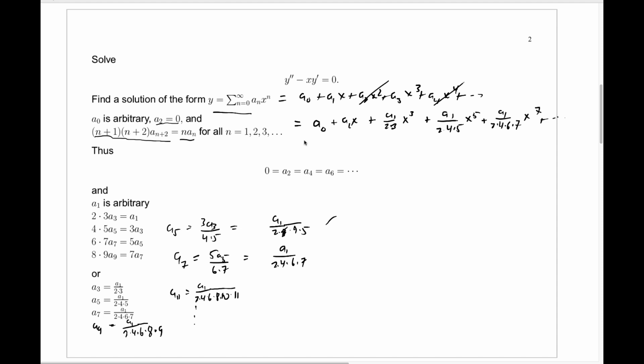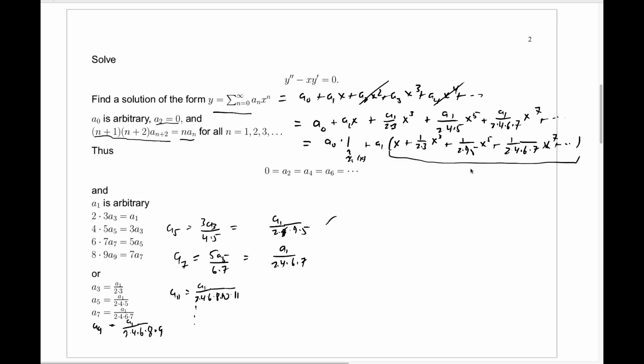Then we'll have a1 over 2 times 4 times 6 times 7, x to the seventh, etc. And it'll be useful to factor out the a1 here. So I'll write this as a naught times 1. You might wonder, why would I bother that? You'll see that in a minute. Plus a1 times this complicated power series, x plus 1 over 2 times 3 x cubed plus 1 over 2 times 4 times 5, x to the 5th plus 1 over 2 times 4 times 6 times 7, x to the 7th, etc. I put that 1 there because I'm going to call that 1 y1 of x. That's just the constant function 1. And this whole power series here, I'm going to call y2 of x.